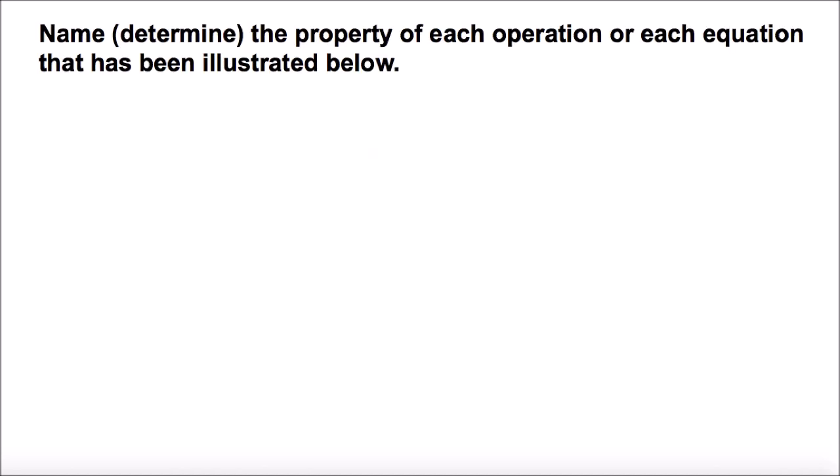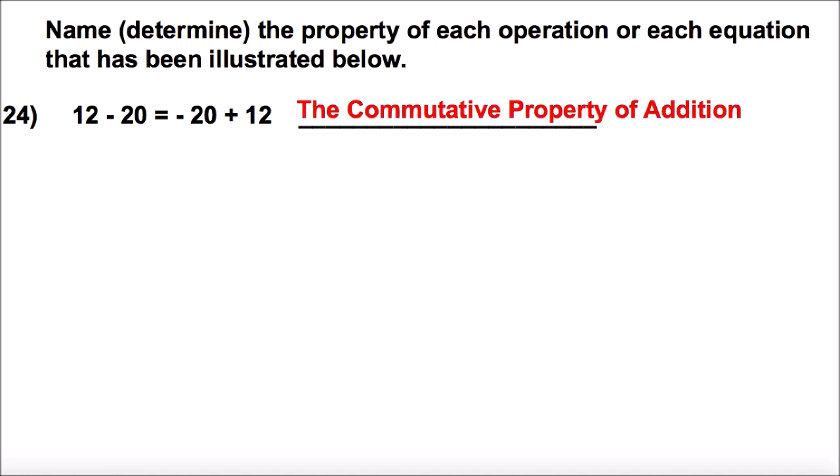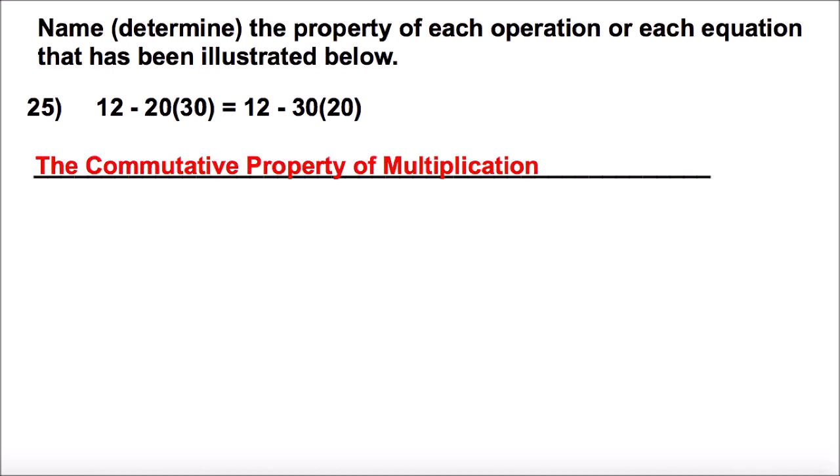Name or determine the property of each operation or each equation that has been illustrated below. 12 plus negative 20 equals negative 20 plus 12. This is the commutative property of addition because we've swapped the position of the first and second terms in our equality. 12 times negative 20 times 30 equals 12 times negative 30 times 20. This is the commutative property of multiplication because the first term has stayed the same, but we have swapped the positions of the multiplication in the second term.